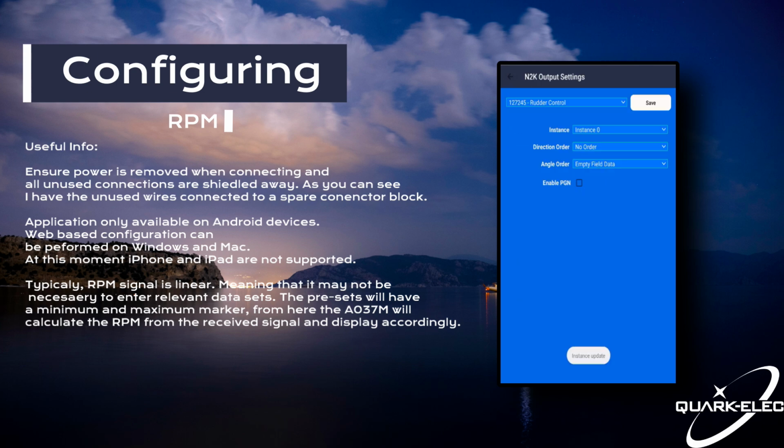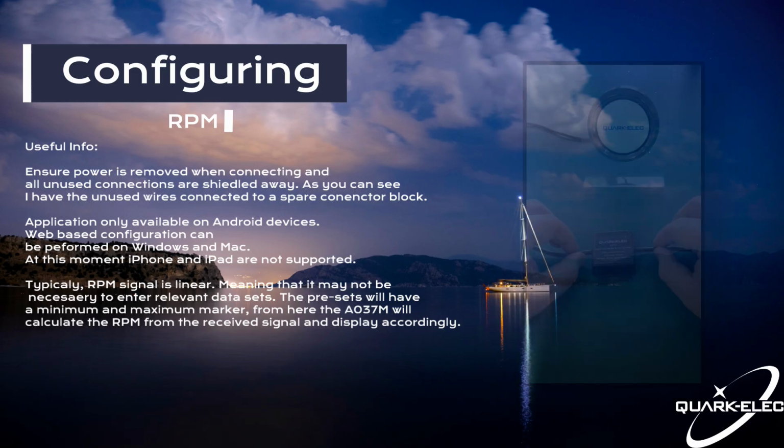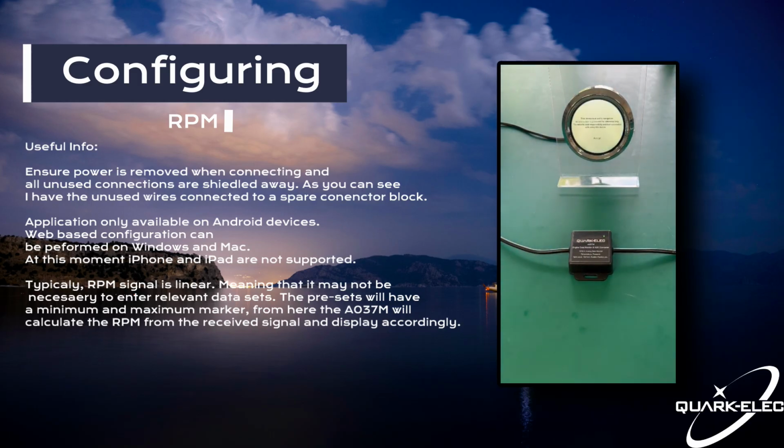Now, we need to go back a page and enter N2K output settings. This is where the relevant input can be linked to the output PGN. As we're doing RPM, we will use PGN 127488 Engine Rapid Update. You can amend the instance and which input it will use. Enter the details accordingly, ensure to select the correct input as we have done in the previous page. Finally, click Enable PGN and click Save.